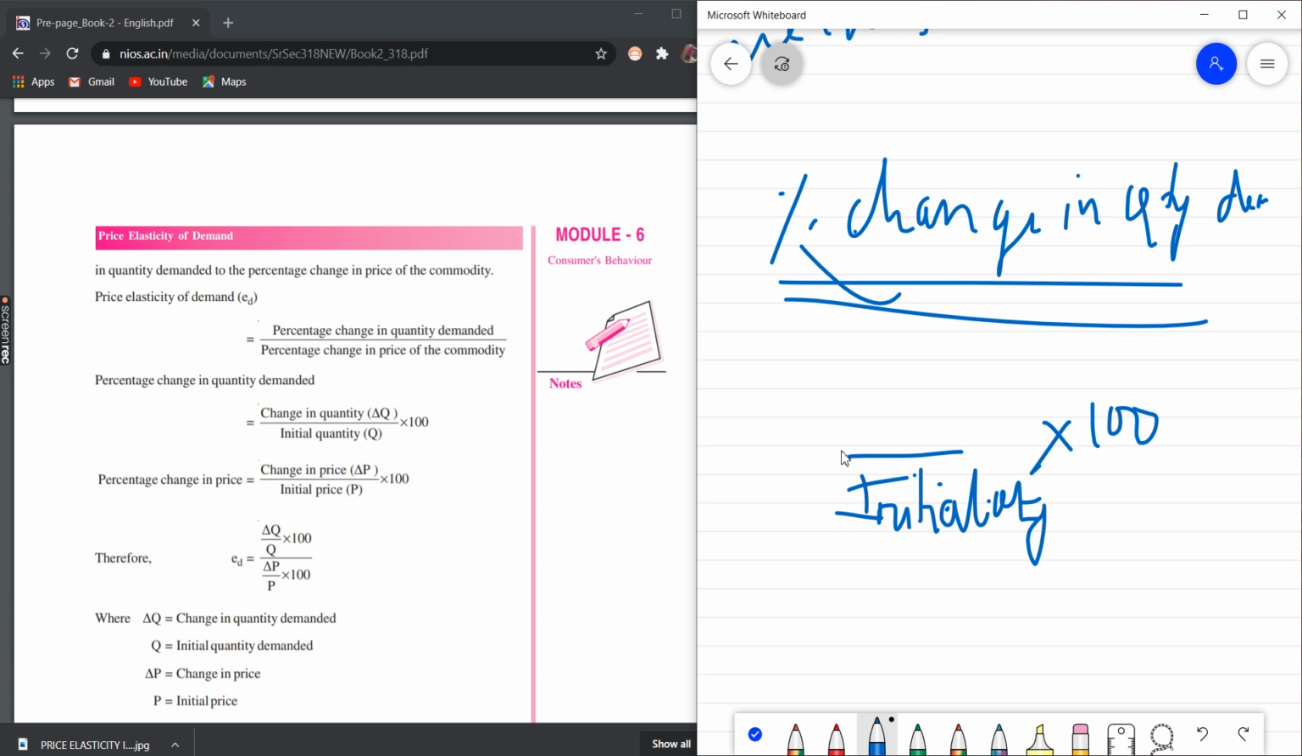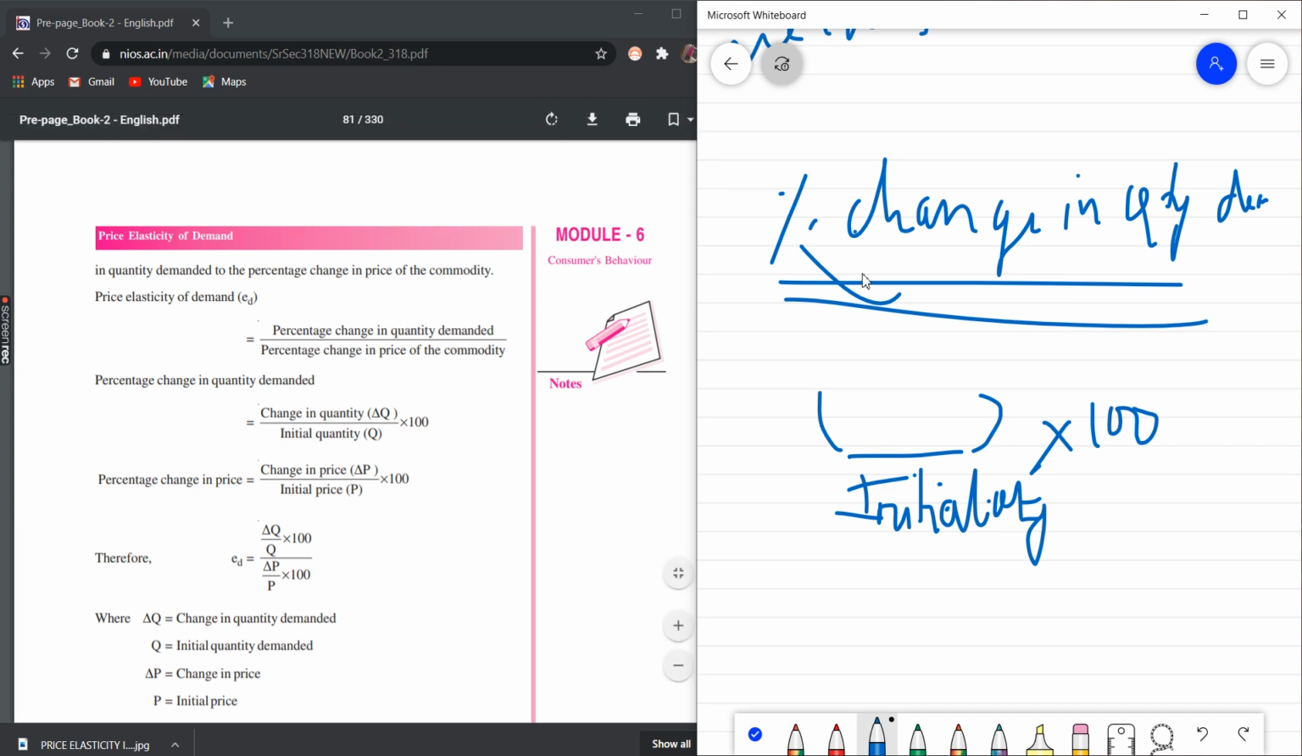In the numerator, in the case of finding a percentage, goes the category you are going to find. We are going to find the change in quantity demanded, so here, the change in quantity. So this is the formula for percentage change in quantity demanded. This is what they have explained here.